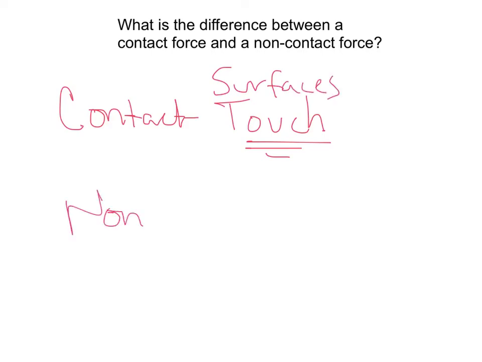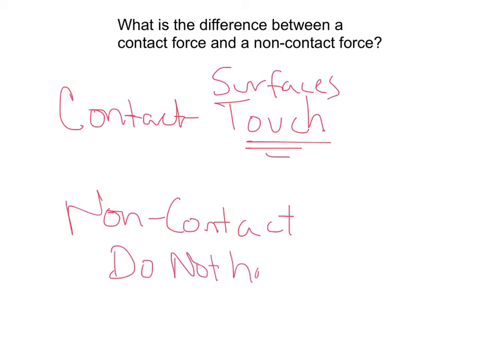Non-contact. They could be touching. They do not have to touch. So for example, I'm sitting here in this chair right now, but gravity is still affecting me. And magnets, they can still be magnetic whether they're touching or not touching, but they do not have to touch. Now there are other types of non-contact forces, but in 8th grade, I think these are good.